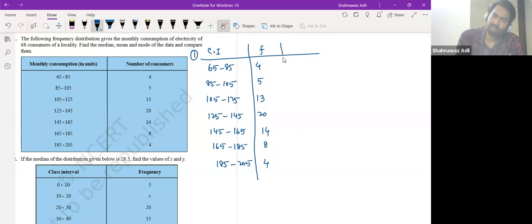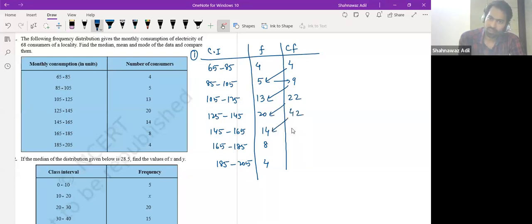So now we have to calculate the cumulative frequency. The first one would be the same, 4, and then we add this one, so this would be 9. Then we add this one, so this would be 22. Then this is 42. Then this is 56. Then this is 64, and then this is 68. So is this 68? Yes. So the total is right.